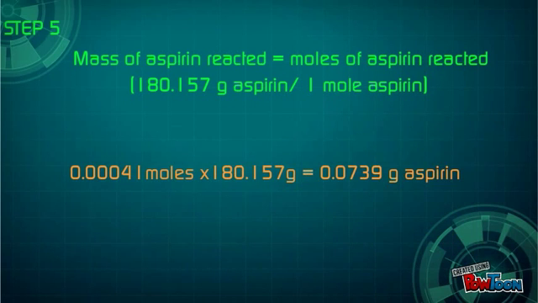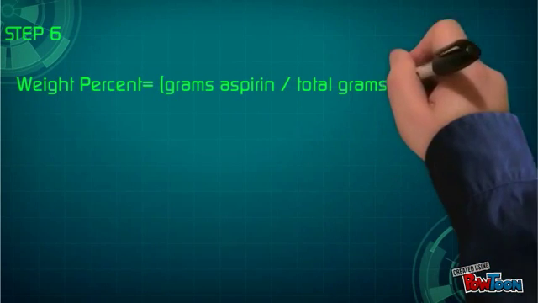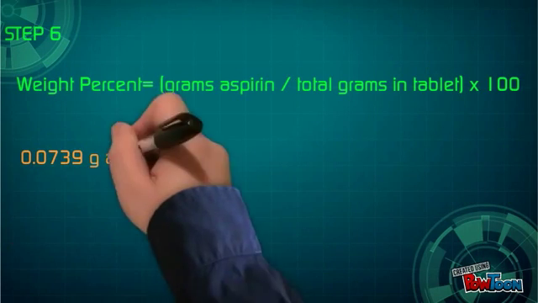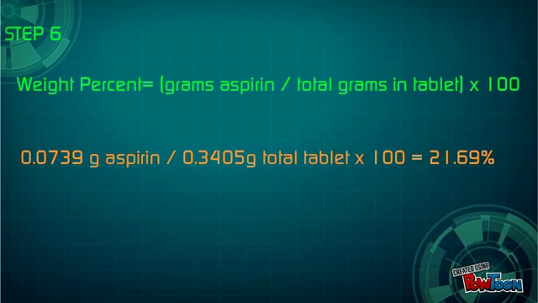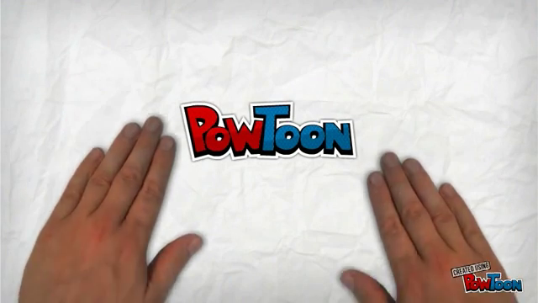Finally, to determine the percent of aspirin in a sample, take the grams of aspirin calculated in the last step and divide by the total grams of tablet weighed out in the lab. Multiply by 100 and we get the weight percent. So in each tablet there is 21.69% aspirin.